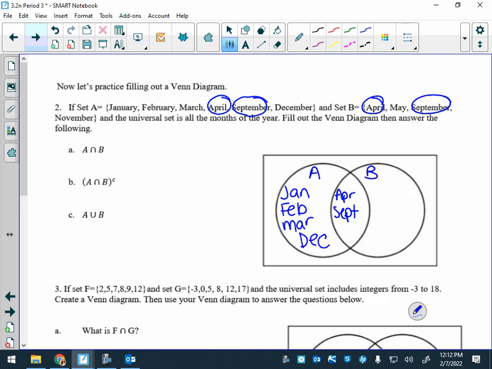Okay. Which months are only in B? Well, May and November. Okay. Are we missing any months? Rory? Good. So June, July, August, and October. So those 4 months are not in any of the sets, so they go on the outside. Okay? So again, notation.